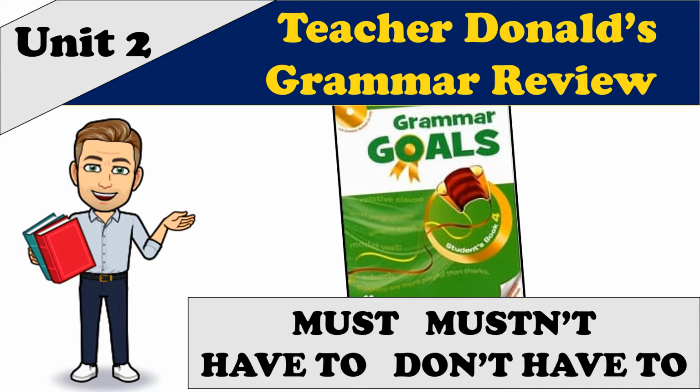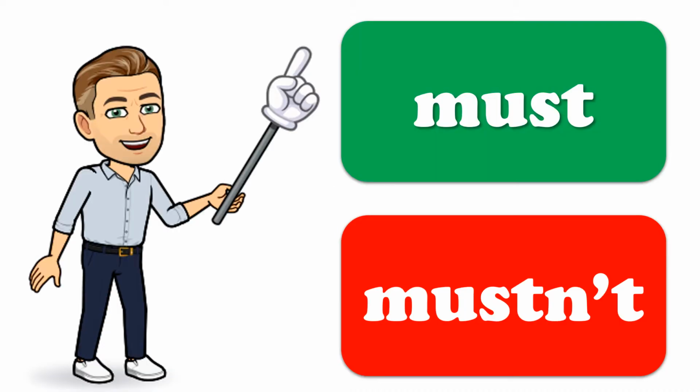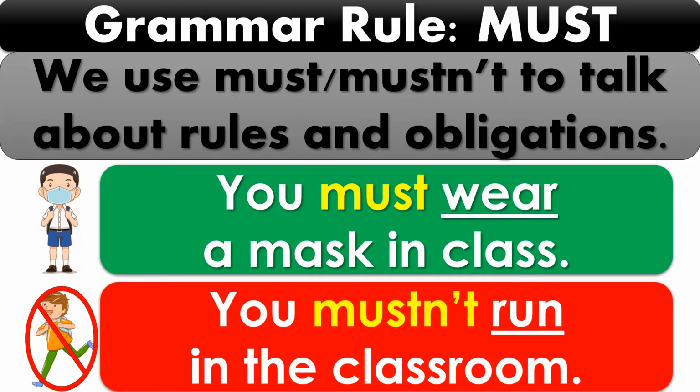For this review, we're going to be looking at Unit 2 of our Grammar Goals book, how to use must, mustn't, have to, and don't have to. First, let's look at using must and mustn't. Here's the rule for using must.